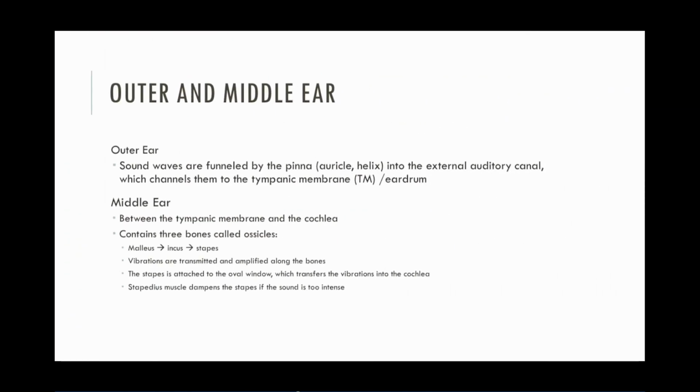Outer ear, sound waves are funneled. The way our ears are shaped allows the sound to go through our pinna, the outer auricles, the helixes, into the external auditory canal, where it's going to start bouncing off that tympanic membrane. It's just a drum head, and it bounces based off of the sound.